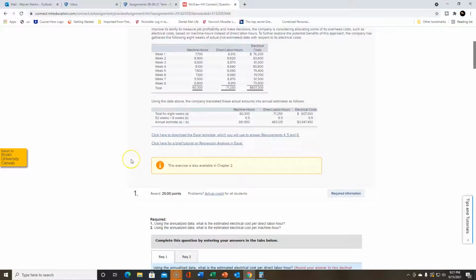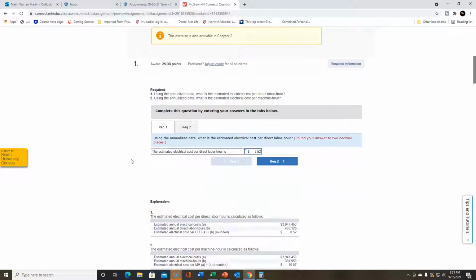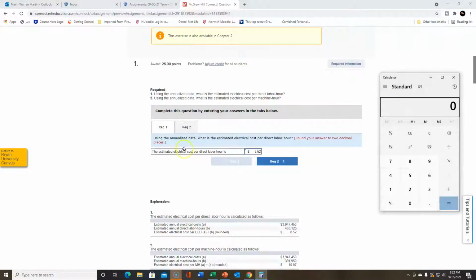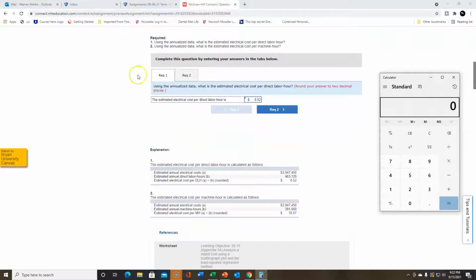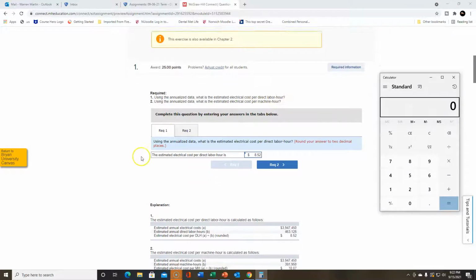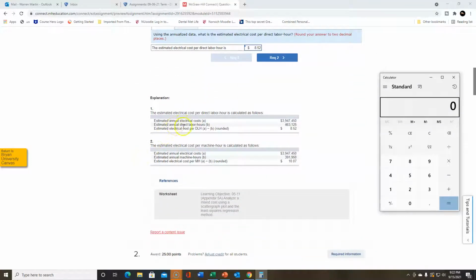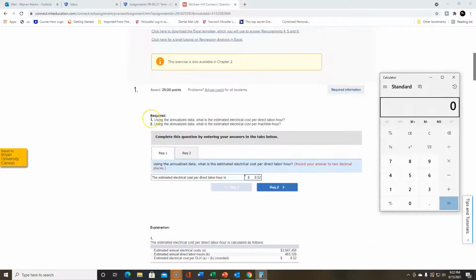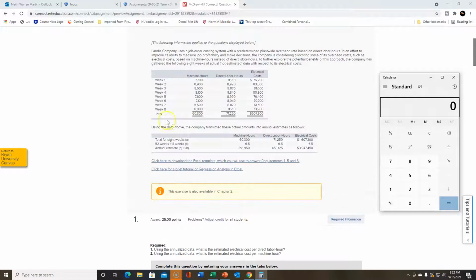Now I've got the cheat sheet here I'm showing you, and it goes through and shows you how to do this. Let me get my calculator up here. For number 1, analyze data: what is the estimated electrical cost per direct labor hour? Down here we look at the estimated annual cost, that number there, which we get up here.